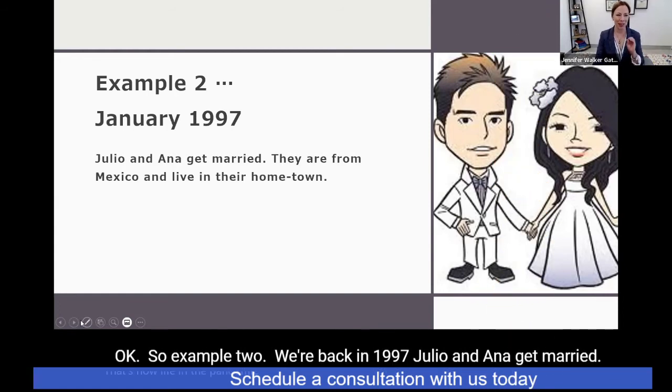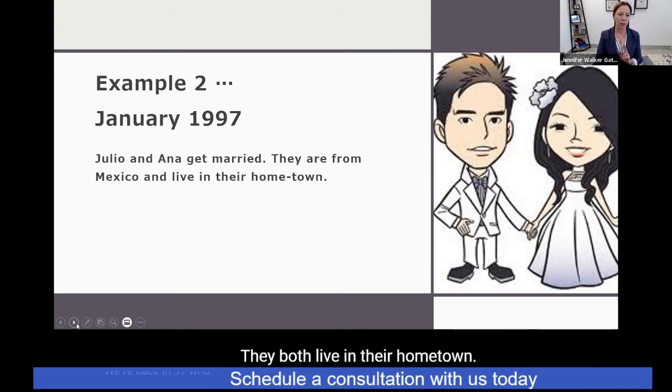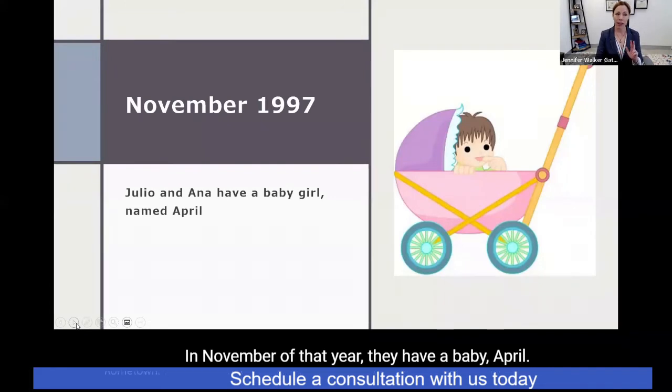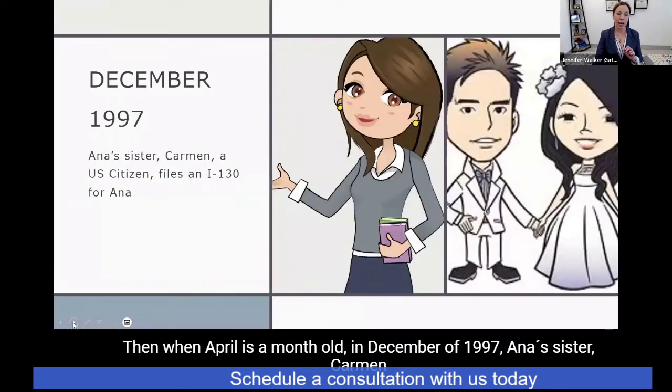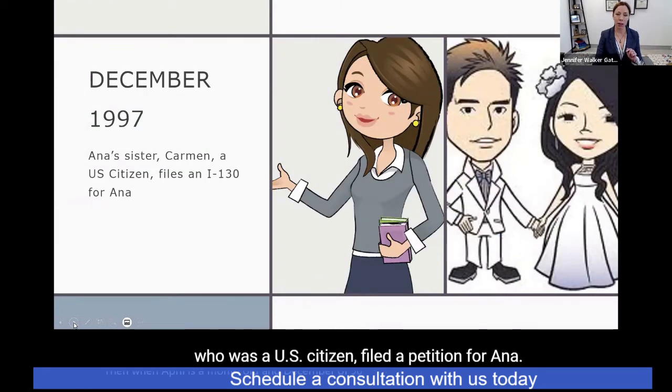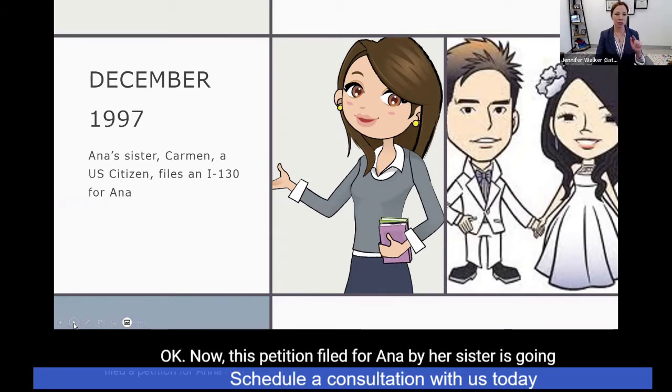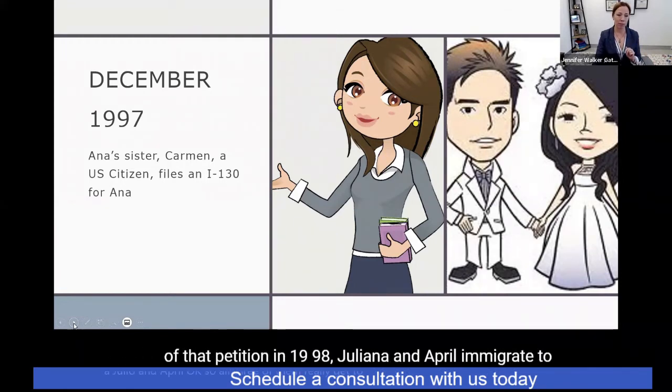Okay, so example 2. We're back in '97, Julio and Ana get married, they're both in Mexico, they both live in their hometown. In November of that year, they have a baby, April. Okay, they have little baby April born in Mexico. Then when April's a month old, in December of '97, Ana's sister, Carmen, who is a US citizen, files a petition for Ana. Okay, now this petition filed for Ana by her sister is going to cover Ana, Julio, and April. Okay, so all 3 of them really get to be beneficiaries of that petition.